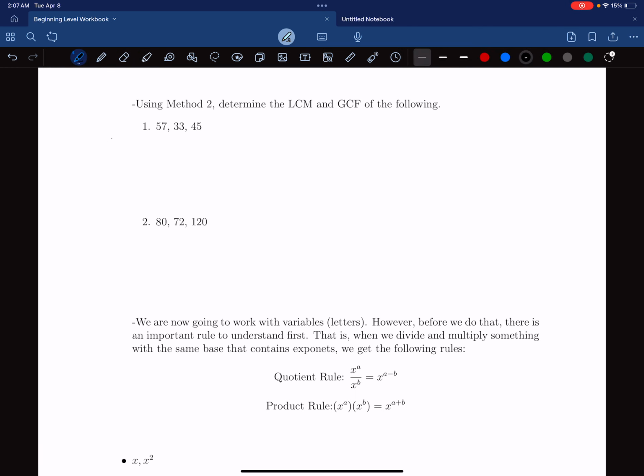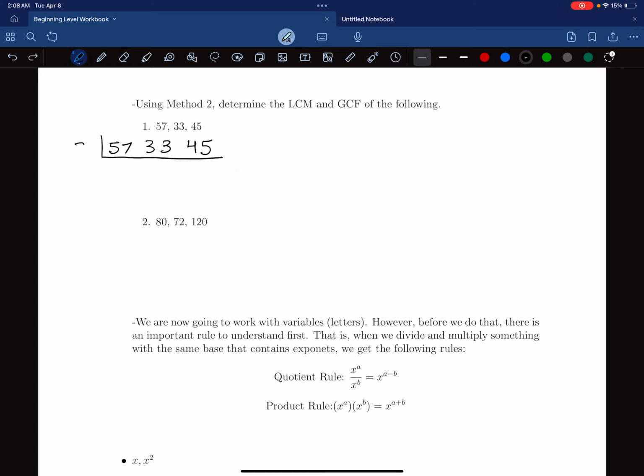To do this, we're going to start off by listing the numbers that we're given. So we're given 57, 33, and 45. We're going to draw an L shape around this, and then we have to think about a number that divides evenly into all three of these numbers. First things first, these numbers are not all even, so we can't divide all of them by 2. But since they're all odd, we can see if we can divide them all by 3.